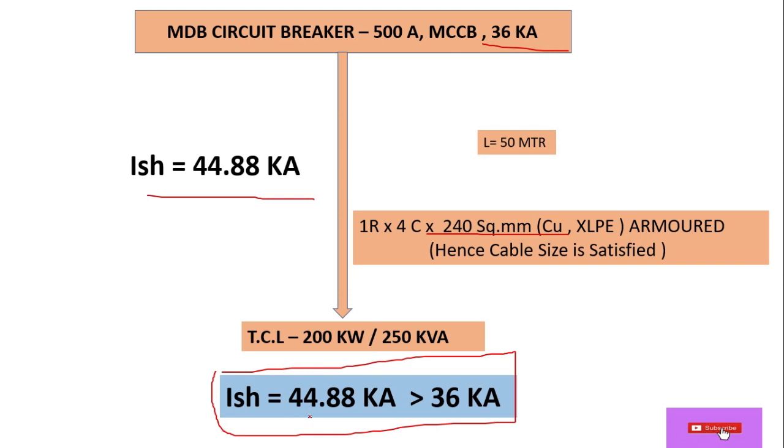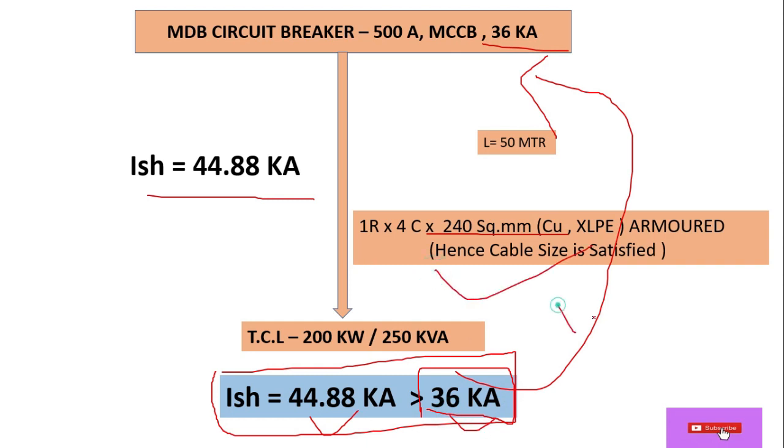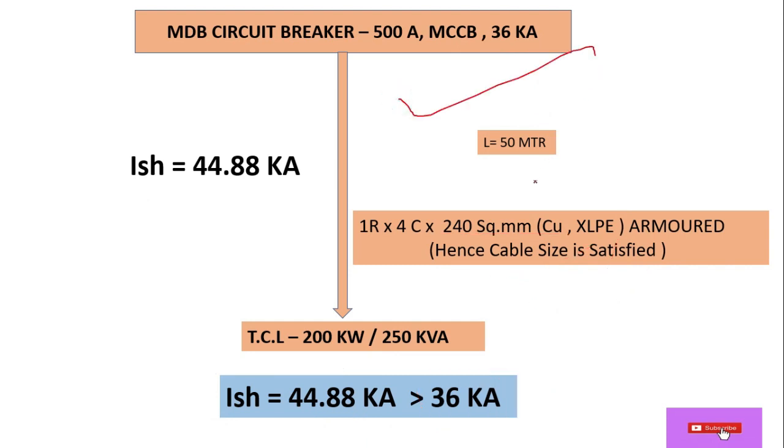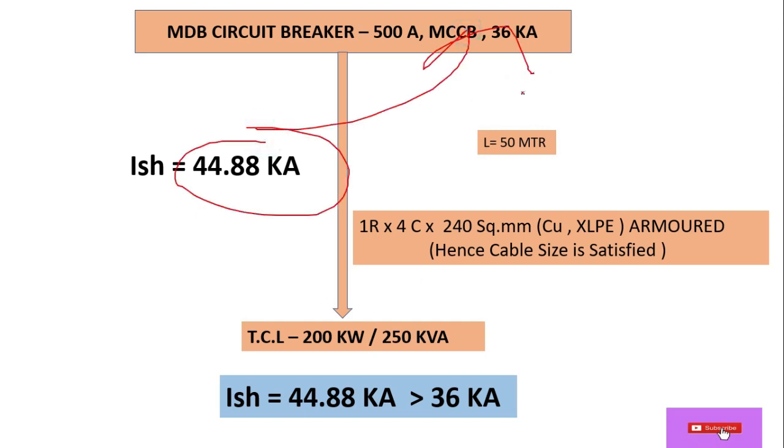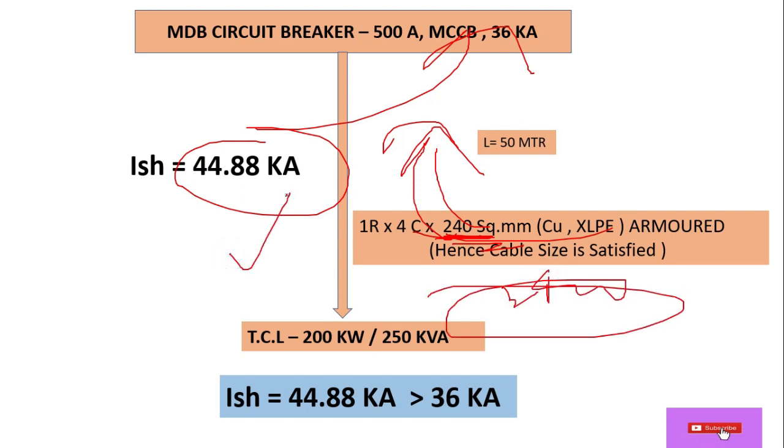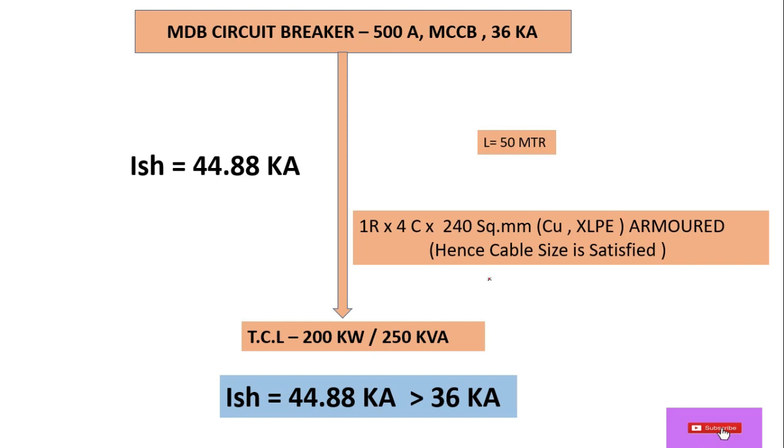Short circuit current is 44.88 kA, which is greater than this breaking capacity, which is 36. So hence this cable size is satisfied, and we can go for this cable size. If it is below this for a particular feeder or incomer, we can go for a higher cable size, more than 240 square mm. That's why we have to check each parameter before finalizing the cable size.